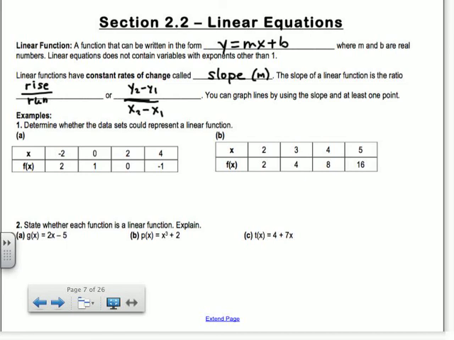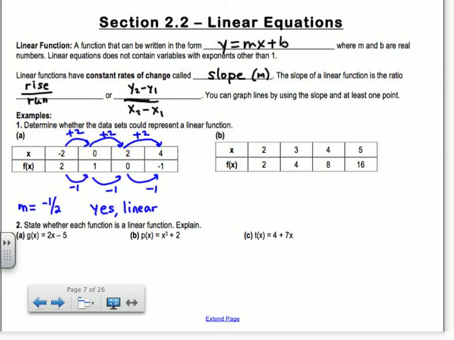Number one, determine whether the data sets could represent a linear function. When I say constant rates of change, constant means that it's always the same. So your change in y over change in x is always the same. How much am I going up? If I go from -2 to 0, I'm adding 2. From 0 to 2, I'm adding 2. From 2 to 4, I'm adding 2. I want to make sure my y values are changing by the same rate. My y value, I'm subtracting 1, subtracting 1, subtracting 1. So that means your slope, the change in y over change in x, was -1 over 2.